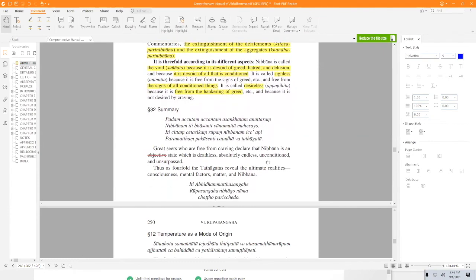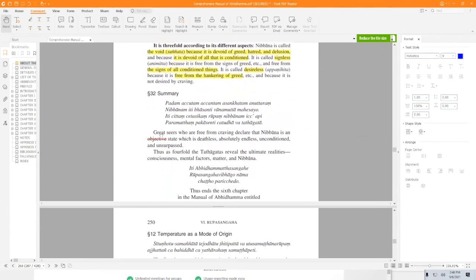And then the summary verse here says that the great seers who are free from craving declare that Nibbana is a state that is deathless, amatang. It's ultimate. Here it's translated "absolutely endless," but I think better would be "ultimate," accantang. It's unconditioned, asankhatang, and unsurpassed, anuttarang.